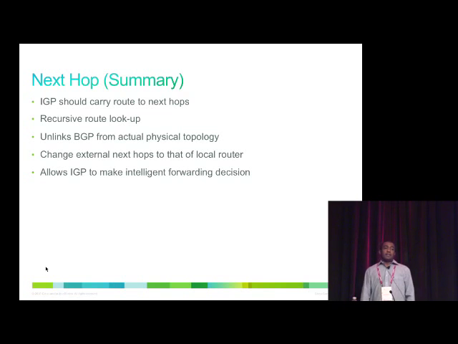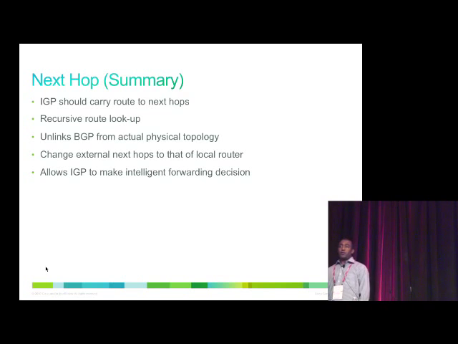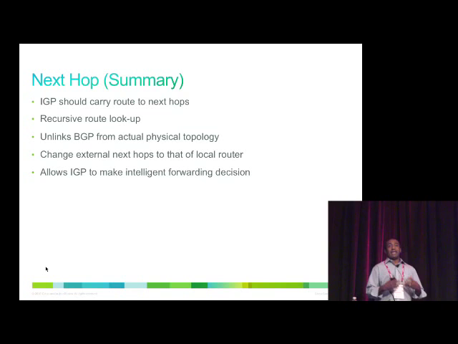So in summary, IGP is used to carry the next hop for BGP. In some cases, it's possible that BGP may carry the next hop for BGP, but eventually it has to recurse back to IGP. So IGP carries the next hop for BGP. Recursive lookup is used to do a BGP lookup. So the BGP lookup gives a next hop, and then an IGP lookup will take care of the actual outgoing interface. This behavior unlinks BGP from the actual topology of the internal network.